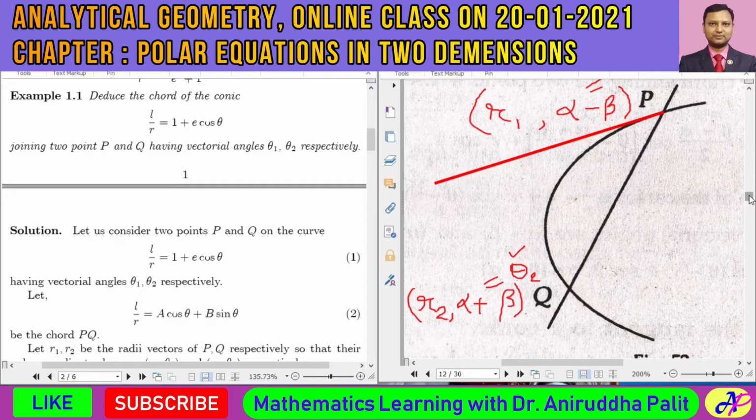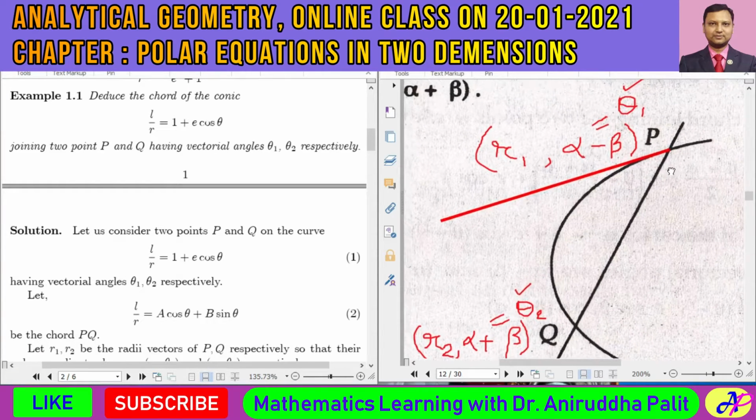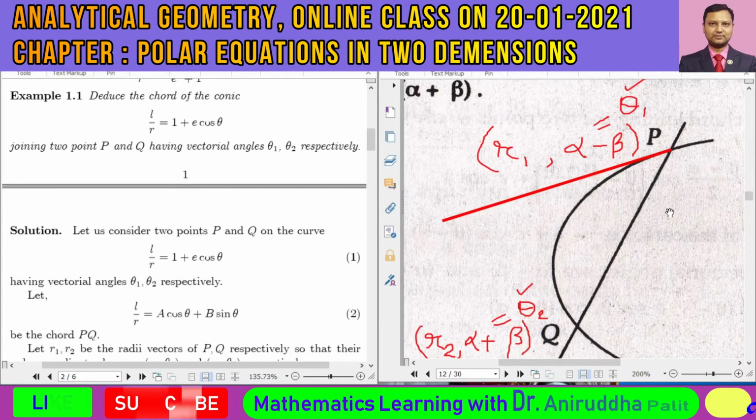You see over here, these are the 2 points P and Q having vectorial angles theta 1 and theta 2. And now in this file you observe that we want to find the equation of the chord of the conic L by R is equal to 1 plus e cos theta, joining the points P and Q, which have vectorial angles theta 1 and theta 2 respectively, as I considered in this picture.